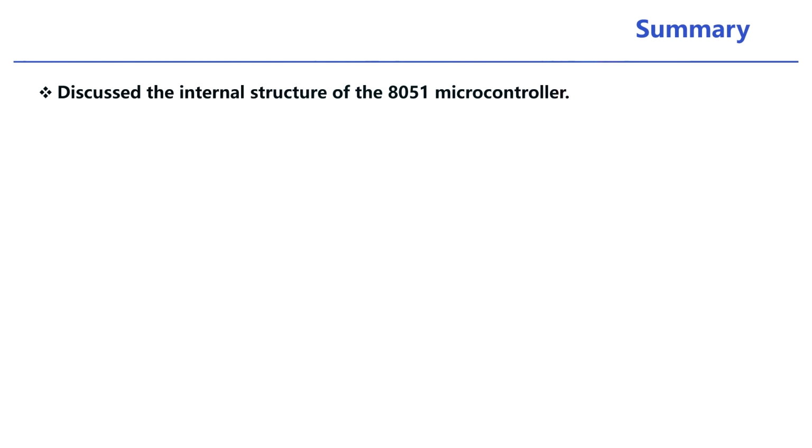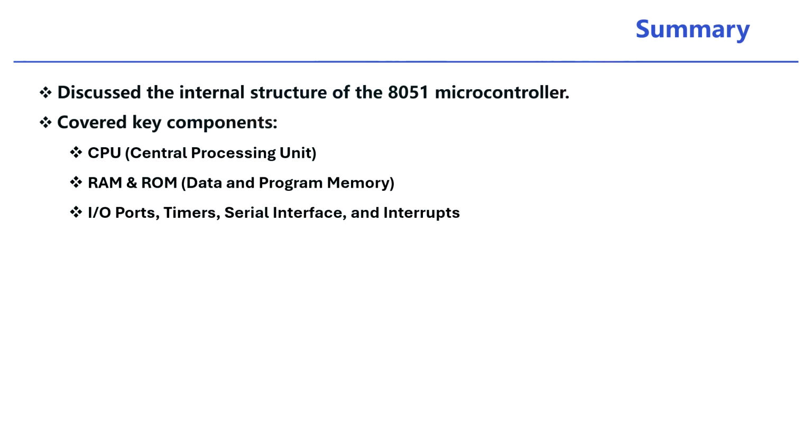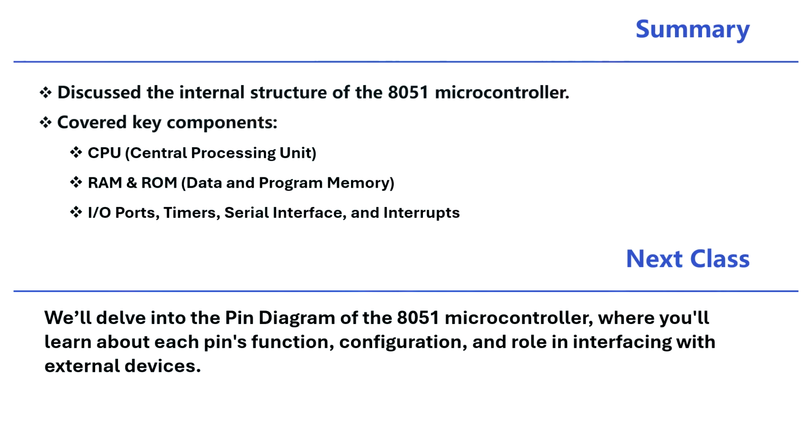Now let us see the summary of this lecture. In this lecture, we discussed the internal structure of the 8051 microcontroller. Then we covered key components like the central processing unit of the 8051 microcontroller, RAM, ROM operation, and IO ports, but the timer, serial communication and interrupts we will discuss in further lectures. And in the next class we will dive into the pin diagram of the 8051 microcontroller, where you will learn about the pin functions, configuration, and role in interfacing with external devices.